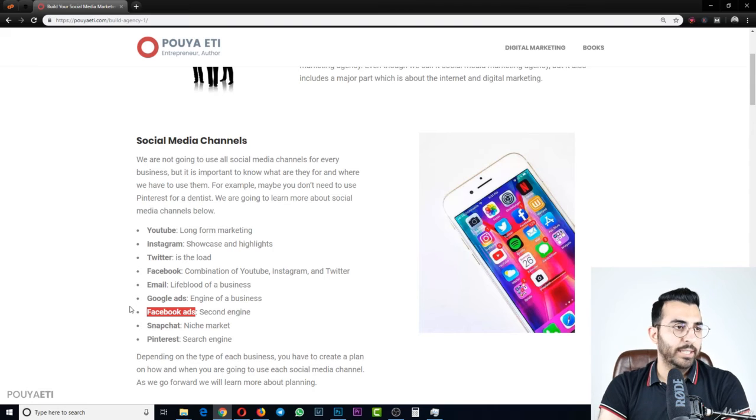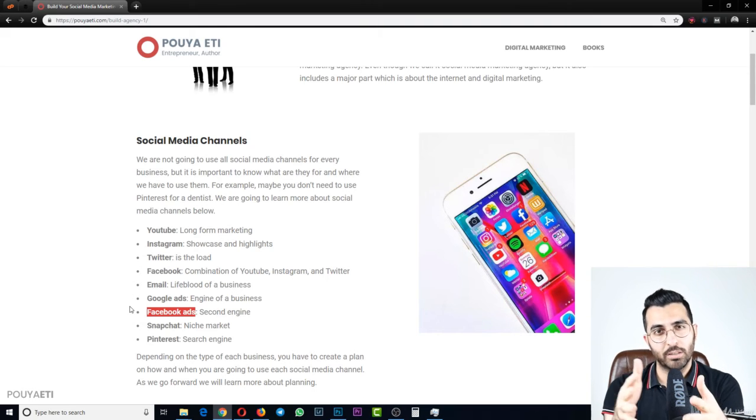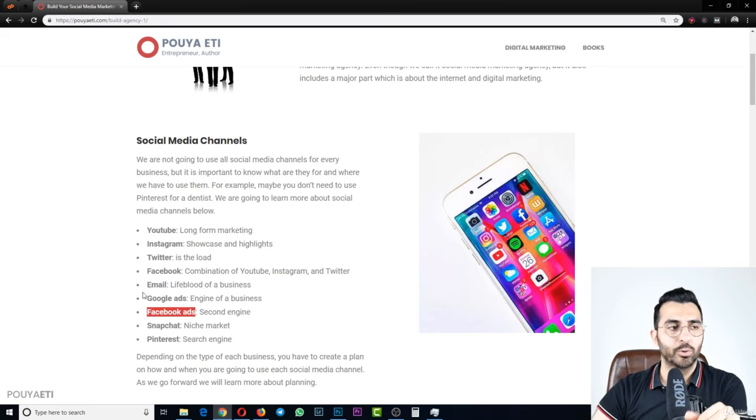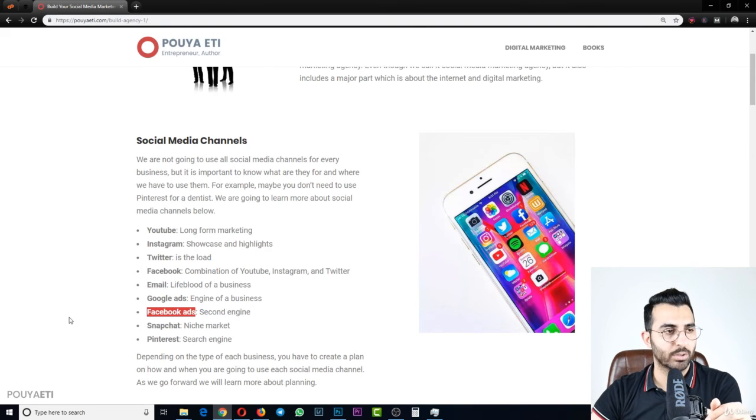The next one is Snapchat. Snapchat is mostly for niche markets and for some niche targets. For example, you can use Snapchat mostly for young people. And as I mentioned before, for some kinds of doctors, you cannot use Snapchat. There is no benefit in it. And the next one is Pinterest.